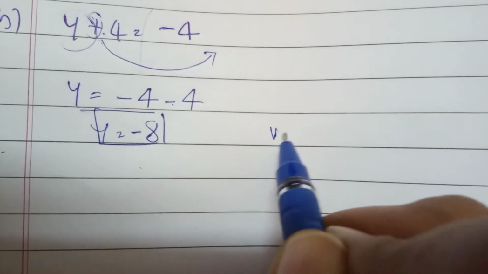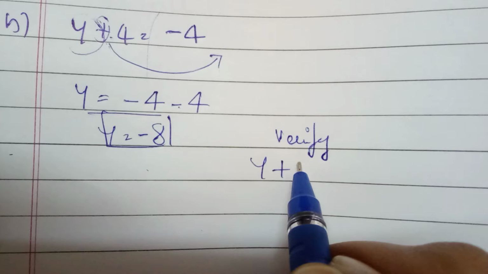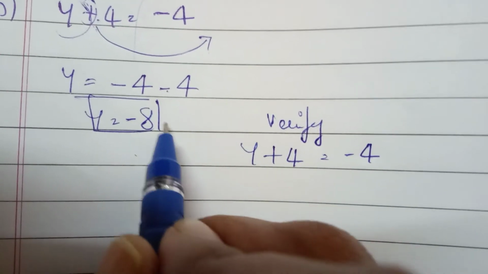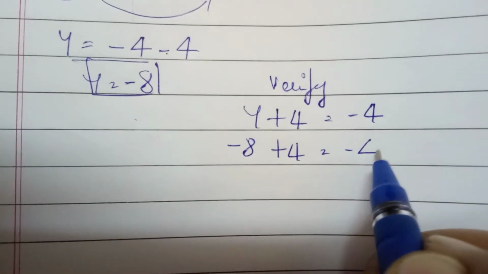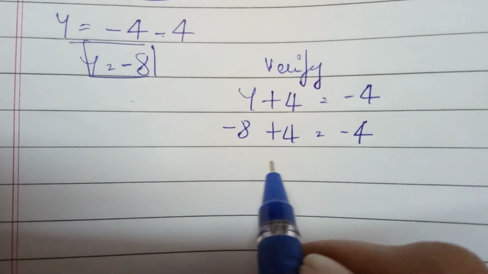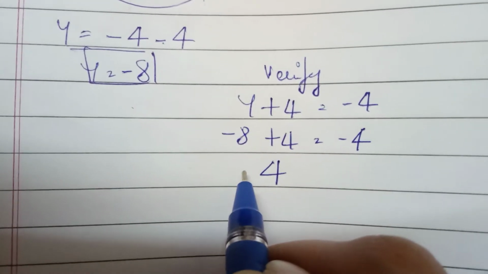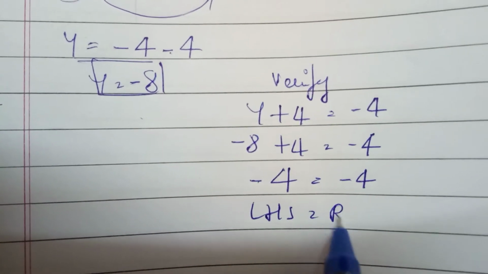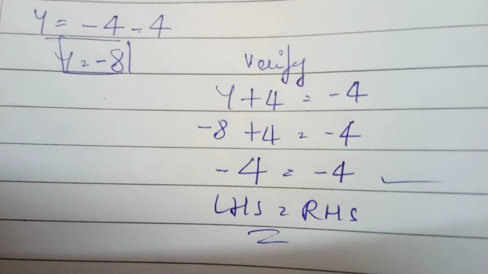Now let's verify the equation. Let's write the equation first. y plus 4 is equal to minus 4. In the place of y, we put minus 8 plus 4 is equal to minus 4. Minus and plus is minus. 8 minus 4 is 4, and 8 is greater than 4, so 8 has the sign minus. So it will be minus 4 is equal to minus 4. Therefore LHS is equal to RHS, verified.